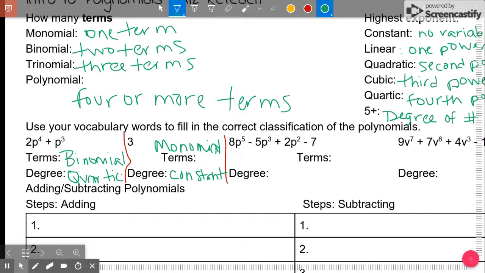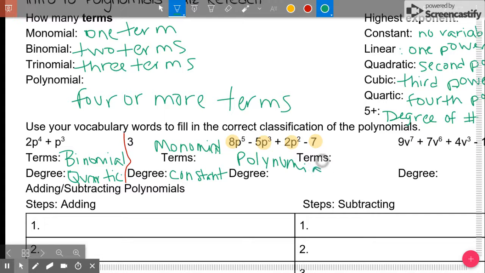Okay, moving on to the next one, we have 8p to the fifth minus 5p to the third plus 2p to the second minus 7. So we have two subtraction signs, and then we have an addition sign. So 8p to the fifth, that's a term, 5p to the third is a term, 2p to the second is a term, and negative 7 is a term. So since you have 4 terms, it's a polynomial.